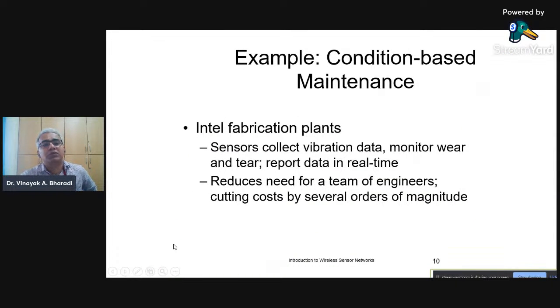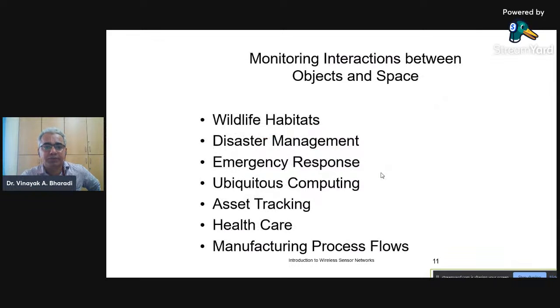So, yes, condition-based maintenance. Another example can be seen here: fabrication plants. Intel has these fabs, and fabs manufacture chips. VLSI chips are there, and for these chips they need a very controlled environment. So the sensors collect vibration data, monitor wear and tear, and report data in real time, and it reduces the number of people required to monitor and control the environment. It is reduced. Okay.